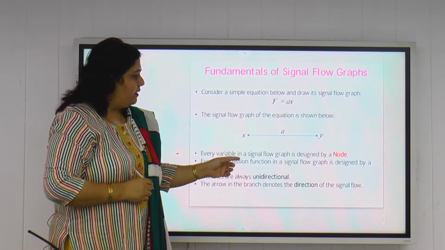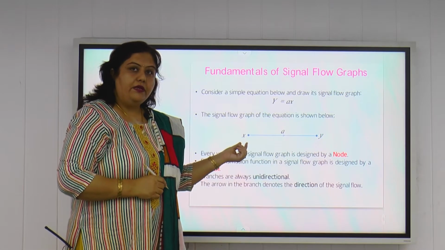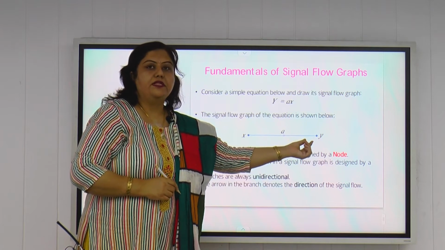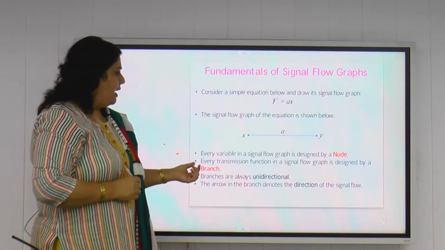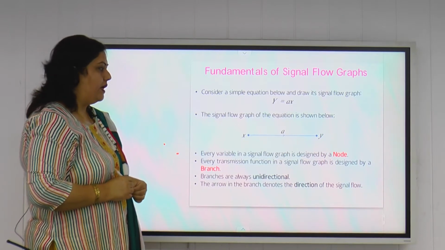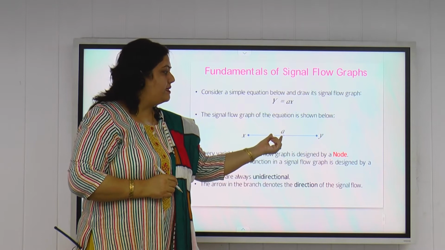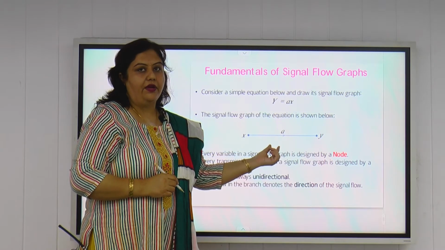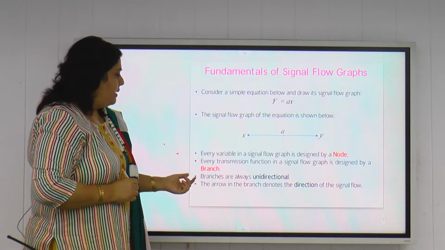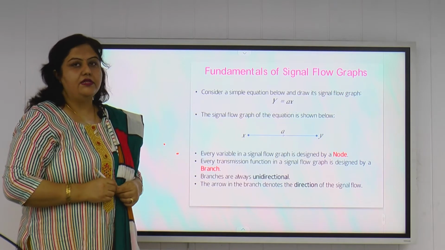Every variable in a signal flow graph is designated by a node. So every input is represented by a node and every output in the system is represented by a node. Every transmission function in a signal flow graph is designated by a branch. So the transfer function, or the transmittance or the gain, is represented by the branch with the help of an arrow and its gain. Branches are always unidirectional. The arrow in the branch denotes the direction of the signal flow.